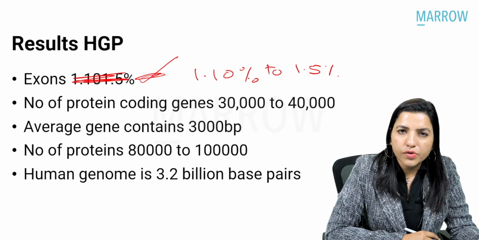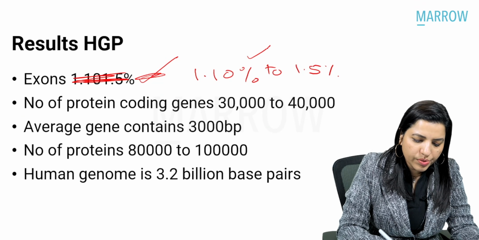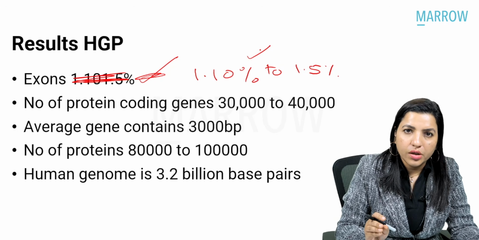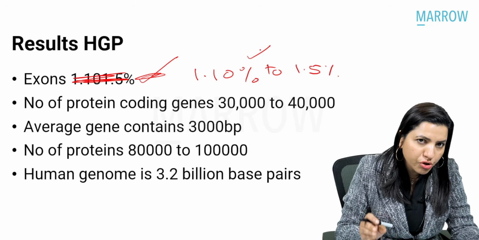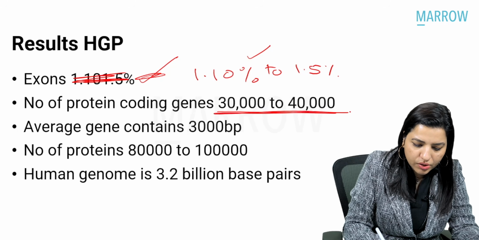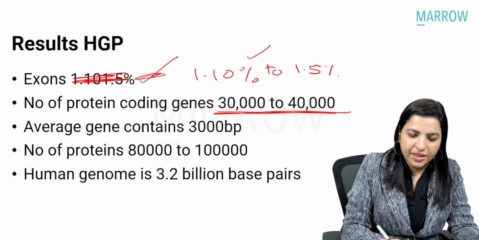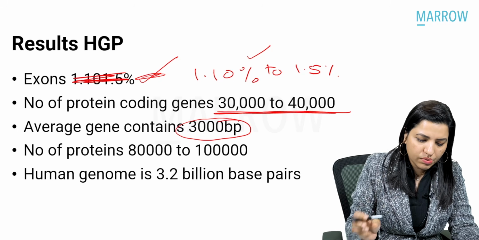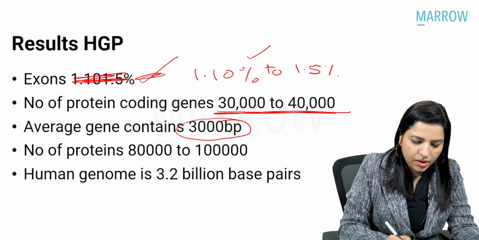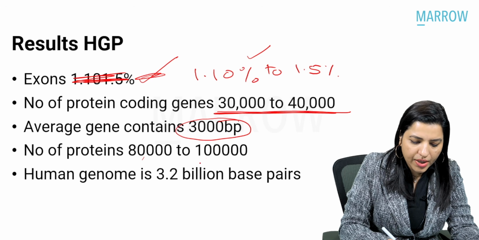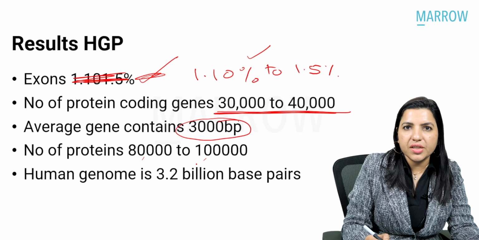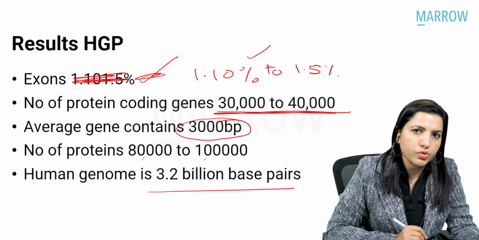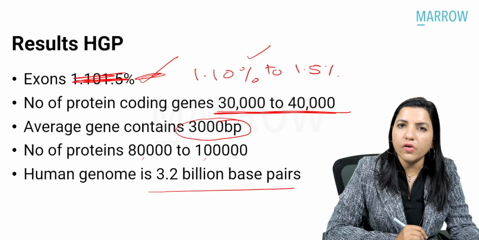Now we'll see the results of the Human Genome Project. The exons make up 1.1 to 1.5%. The number of protein coding genes according to the Human Genome Project is 30,000 to 40,000 genes. The average gene contains 3,000 base pairs. The number of proteins is 80,000 to 1 lakh, and the human genome consists of 3.2 billion base pairs, that is, the haploid set. These are some of the results of the Human Genome Project.